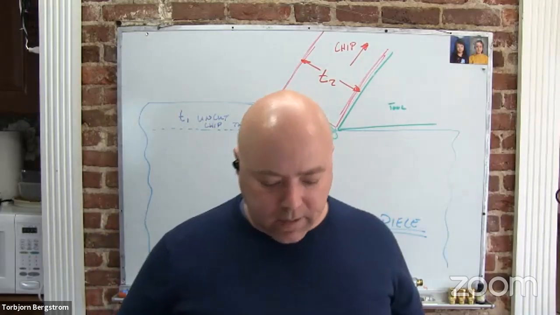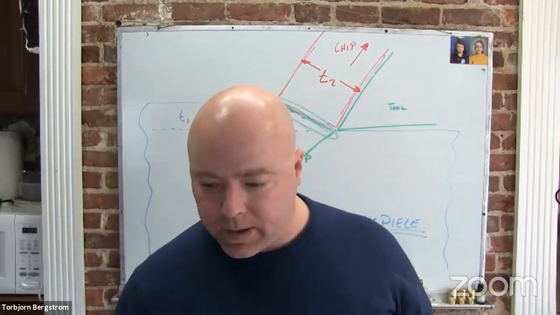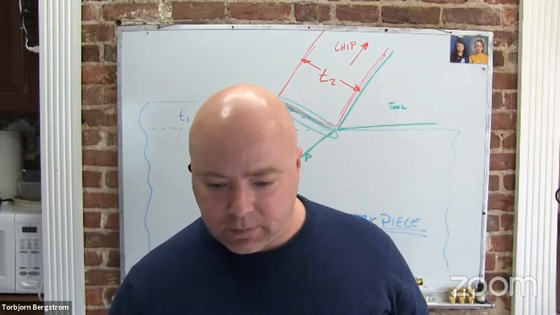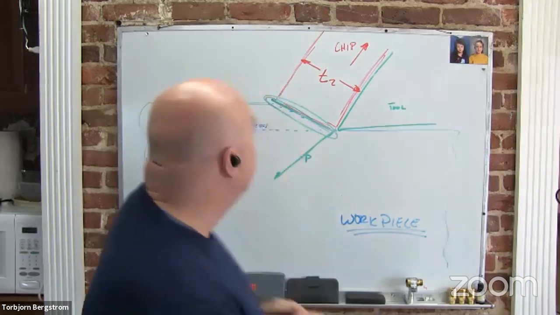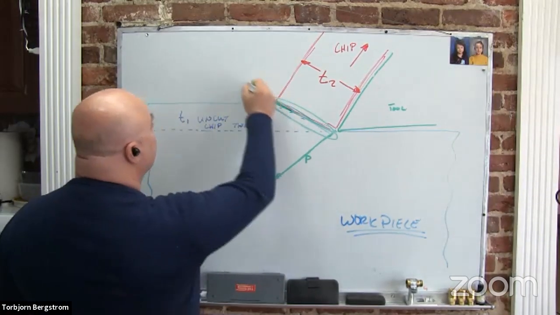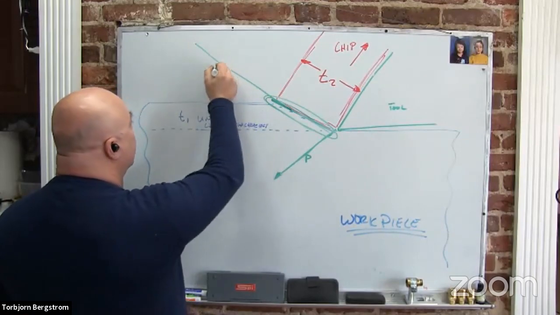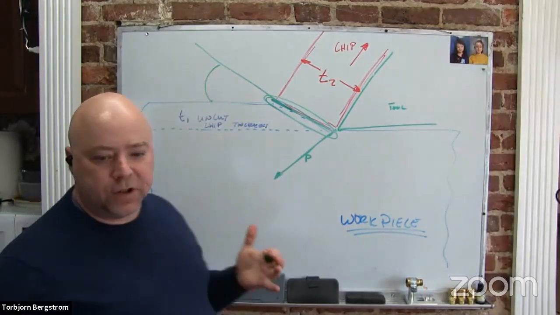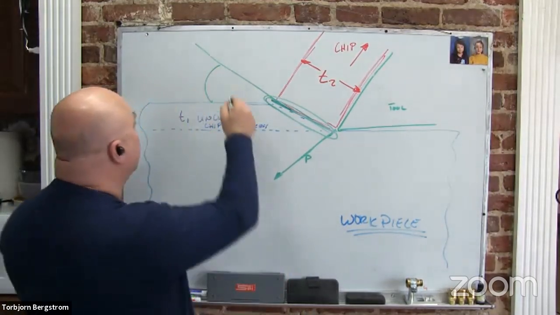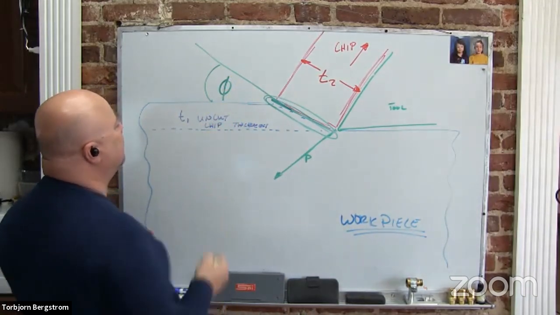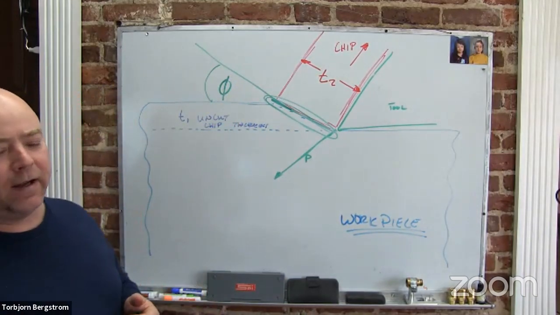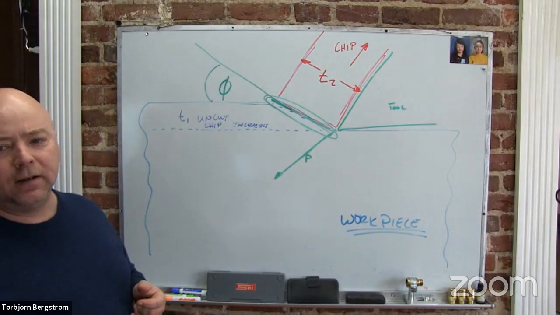And so in order to talk about it, one of the things that we do is we measure the angle here, this angle right here. We call it the shear angle. And we use the Greek symbol phi, right? Capital phi or lowercase phi.